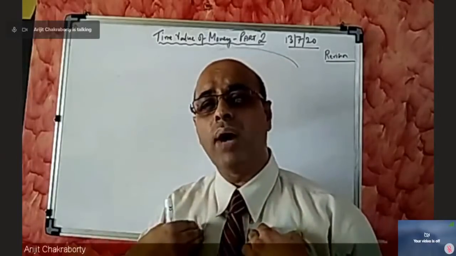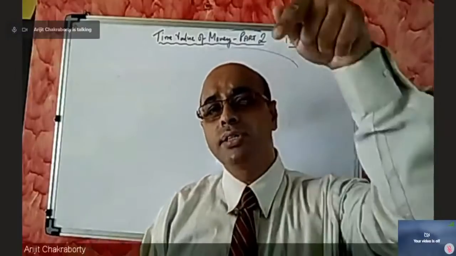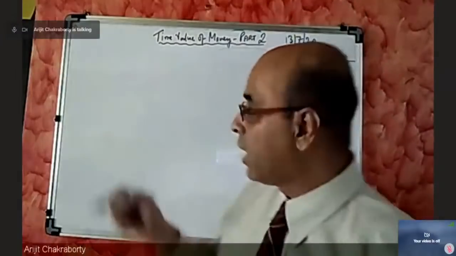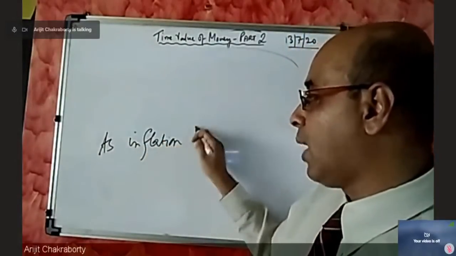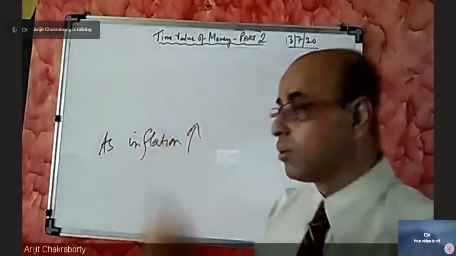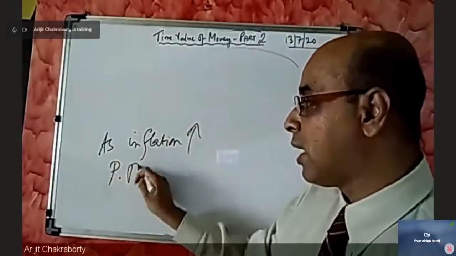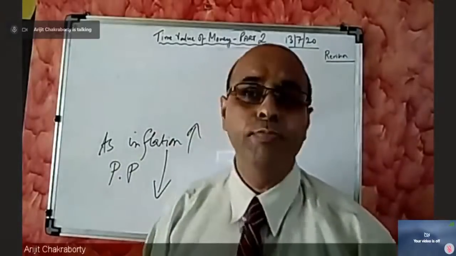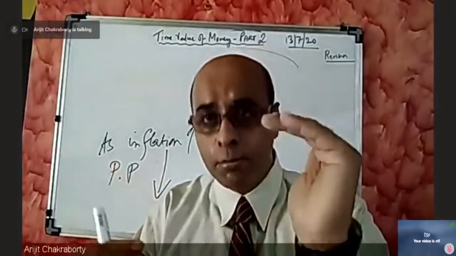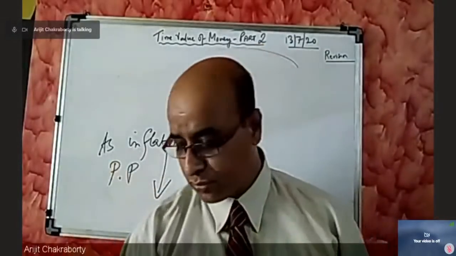So what will happen to my purchasing power? My purchasing power goes down. So as inflation goes up, I've given an upward arrow. What happens is the purchasing power, PP, goes down. That means I will not be able to purchase. My consumption goes down. That is the effect of inflation.